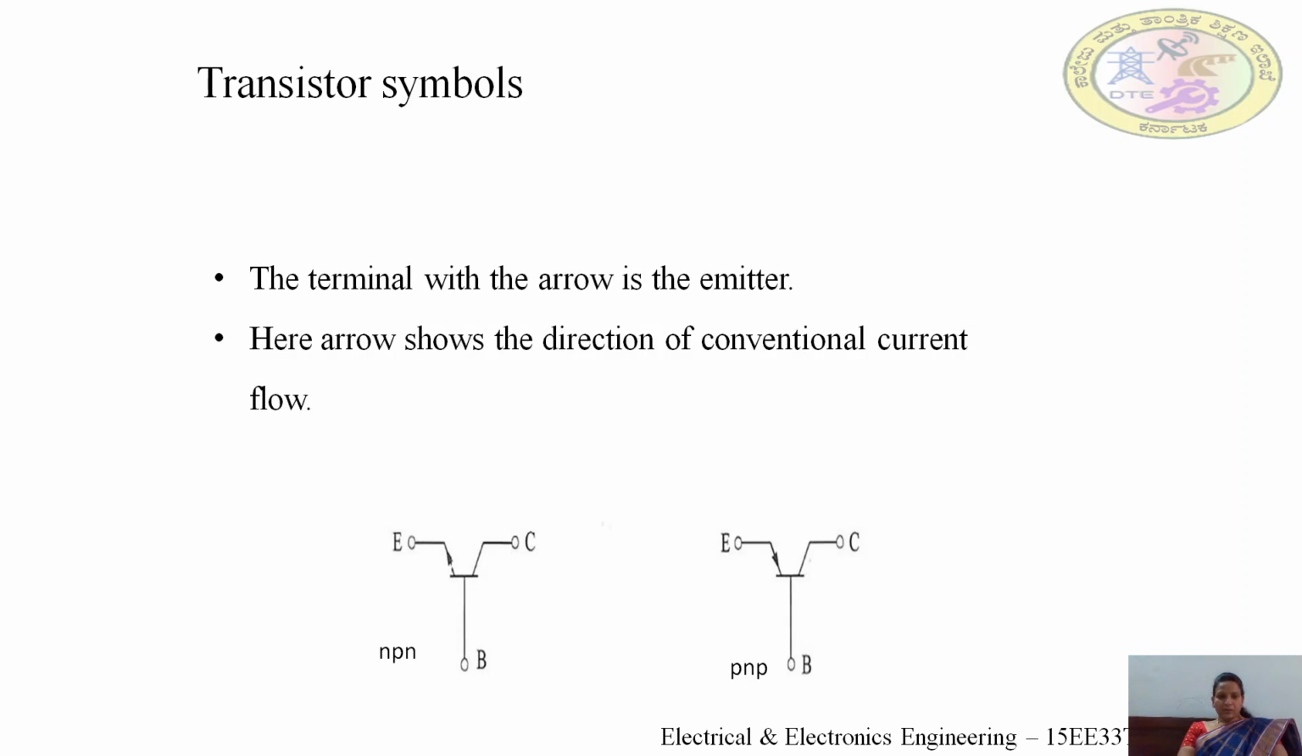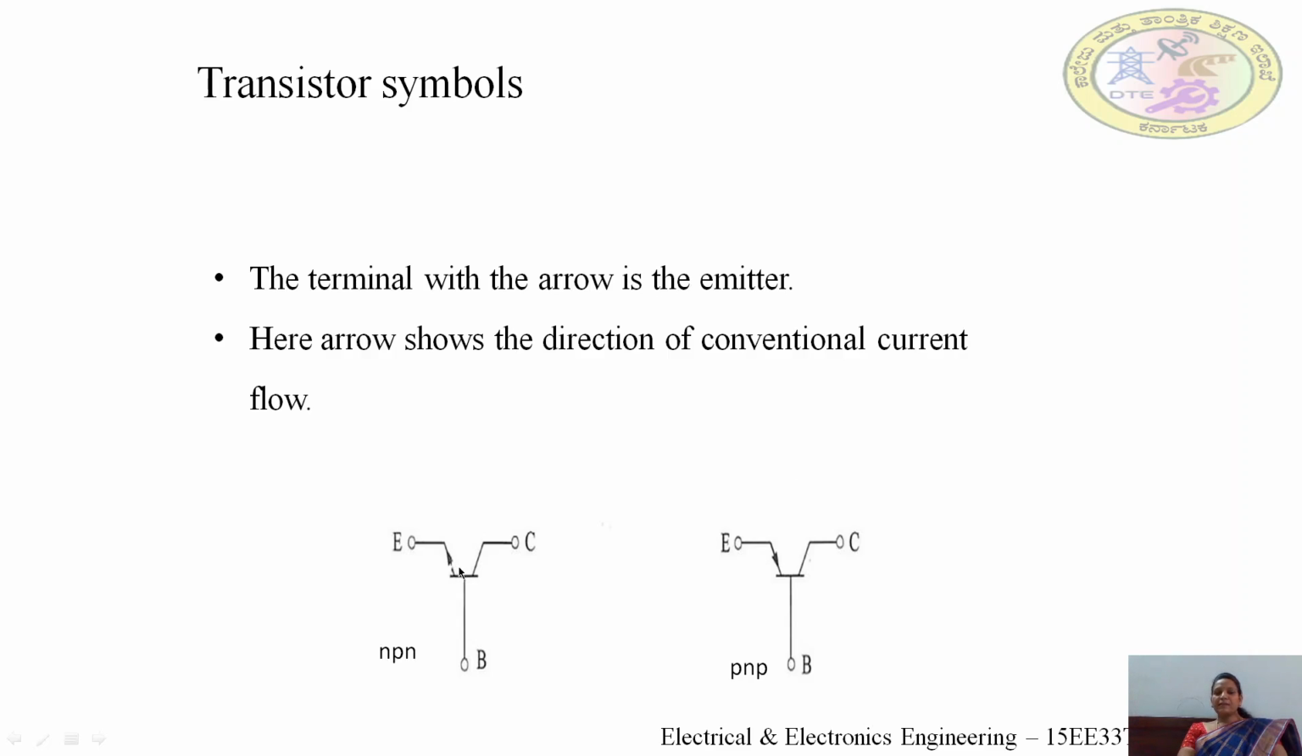Here are the transistor symbols. This is the symbol of an NPN transistor, whereas this is the symbol of a PNP transistor. In the symbol, we have two slant lines and one horizontal bar. The two slant lines indicate the emitter and collector terminals, whereas the horizontal bar indicates the base terminal.